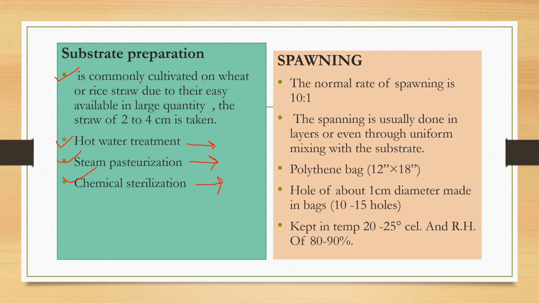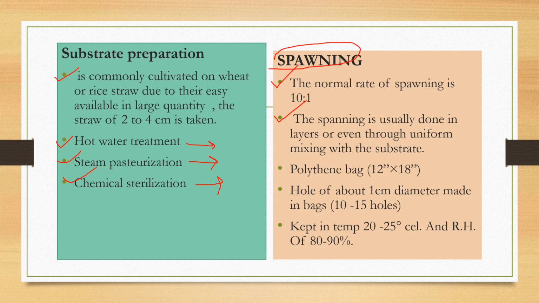Now coming to spawning, the normal rate of spawning is 10:1. That is, if 100 kg of dry substrate is taken, then take 1 kg of spawn. The spawning is usually done in layers or uniformly mixed with the substrate, that is the broadcasting method. While in the layer method, the spawn is mixed after every layer of 3 to 5 cm thickness of straw.